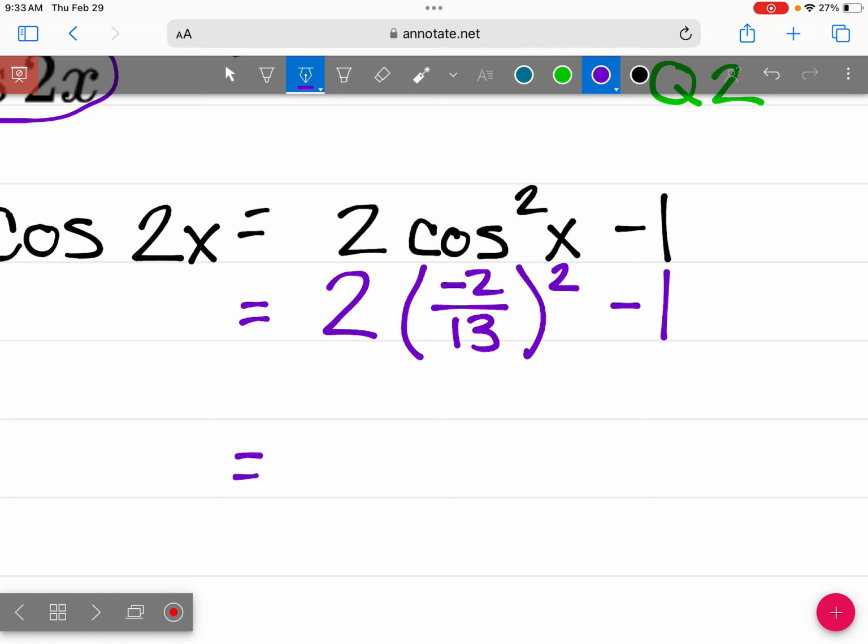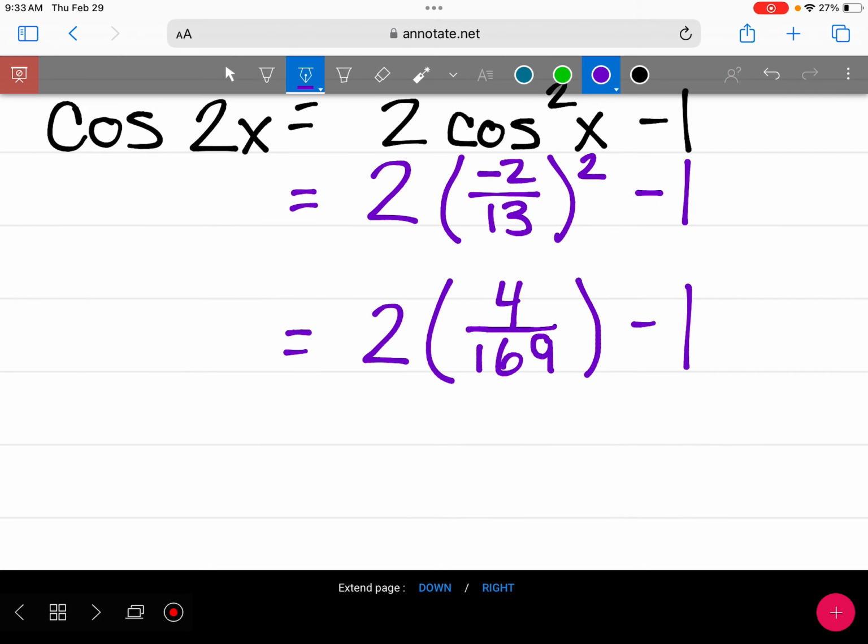What is negative 2 over 13 squared? Super close. Positive 4 over 169. Don't get caught up in those signs. So 4 over 169 times 2. 8 over 169. Minus 1.